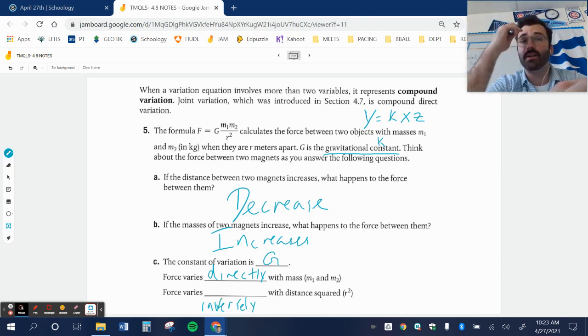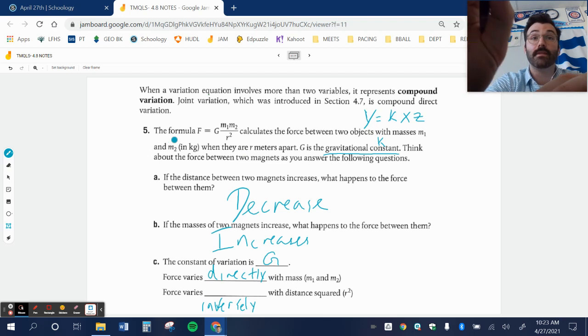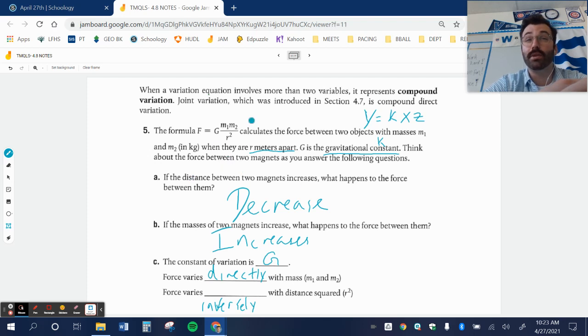When I was talking about part A, distance in this particular situation is R. As R increases, I'm dividing by a bigger and bigger number. If I divide by a really big number, my result is going to be a lot smaller. Okay, and we're going to pause there and talk about the other types of variation in class.